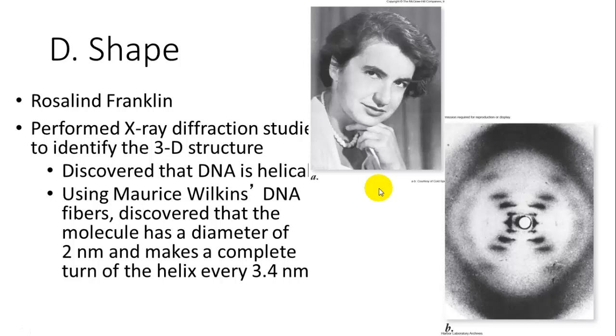And using Maurice Wilkins' DNA fibers, they discovered that the molecule has a diameter of 2 nanometers and makes a complete turn of the helix every 3.4 nanometers. Okay, so it's really, really small. But it turns, okay? So it has a helix. It's like a ladder that's twisted.